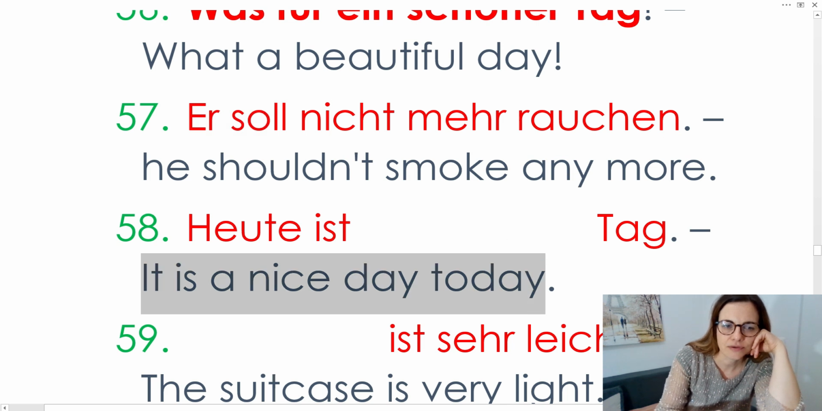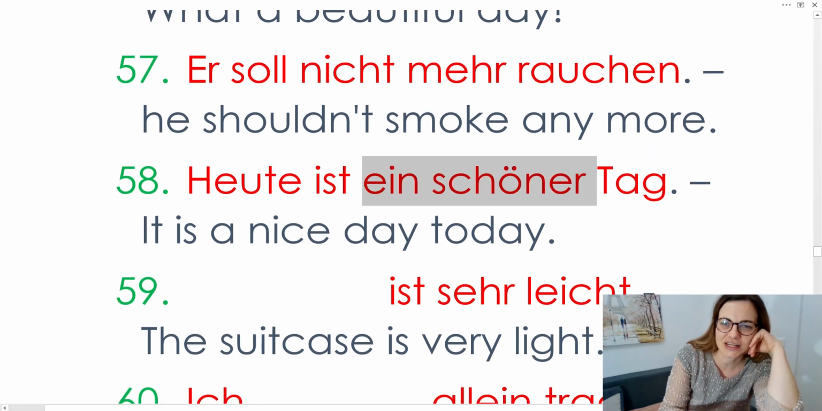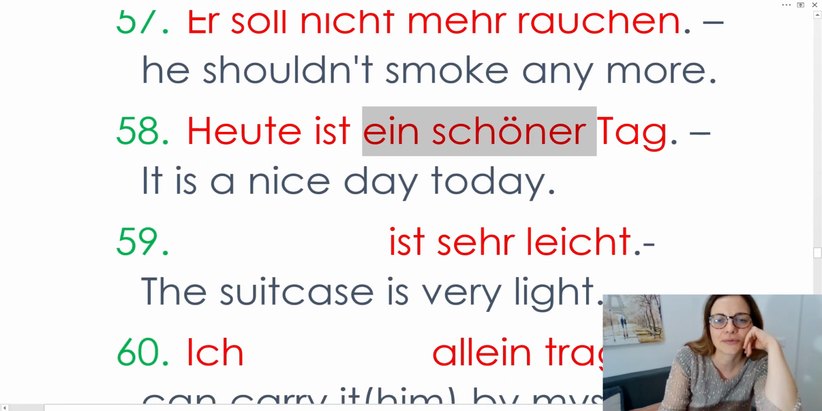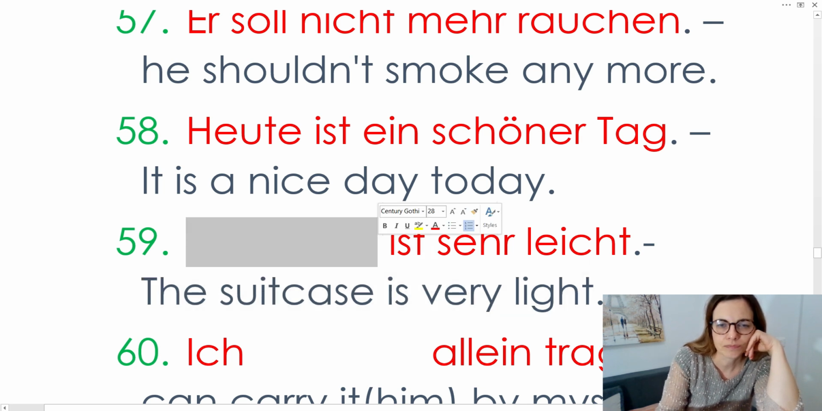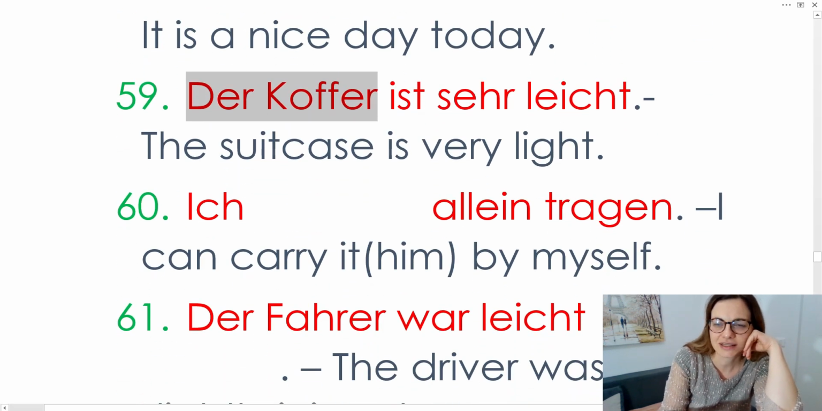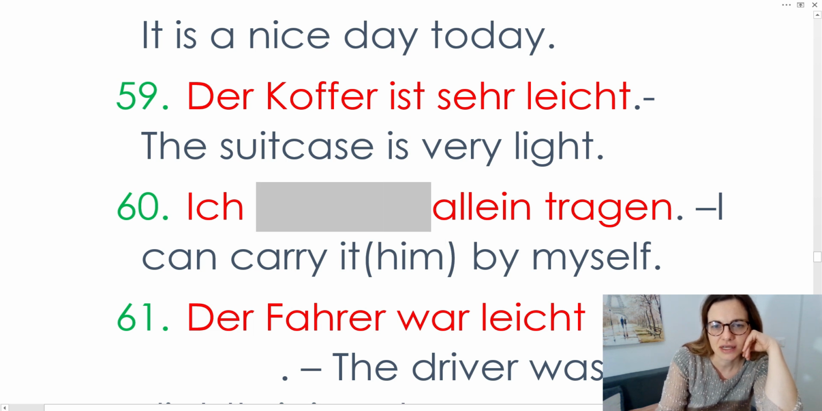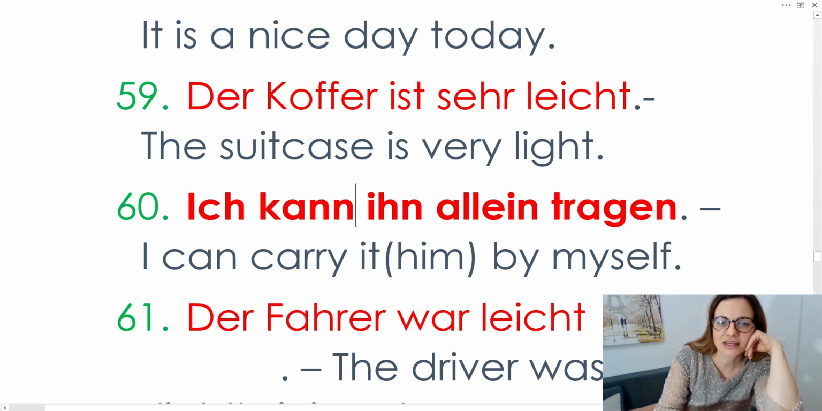It's a nice day today. Heute ist, as we've already said, ein schöner Tag. The suitcase is very light. Der Koffer ist sehr leicht. I can carry it by myself. It's him, actually, because der Koffer is masculine. Ich kann ihn allein tragen.